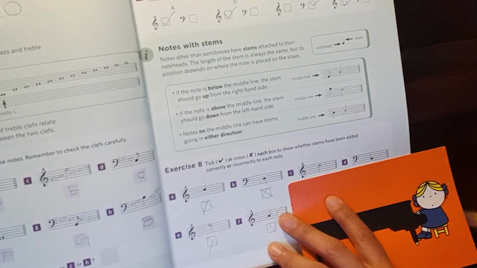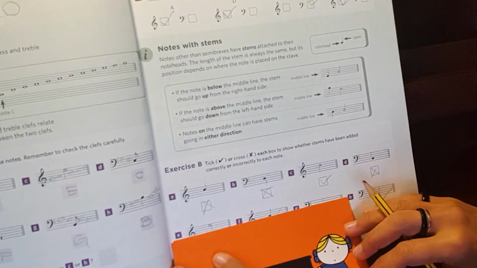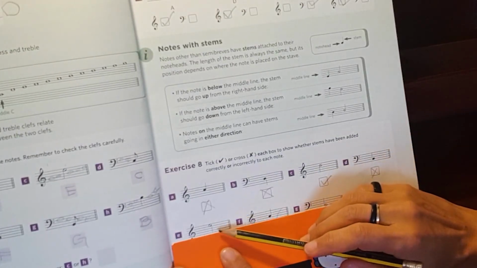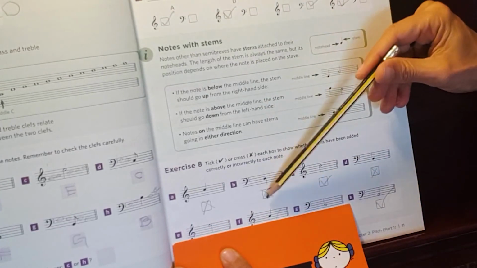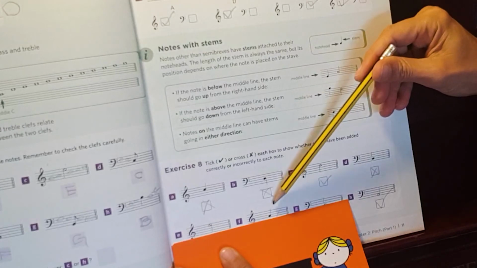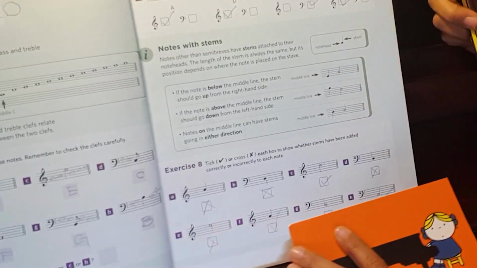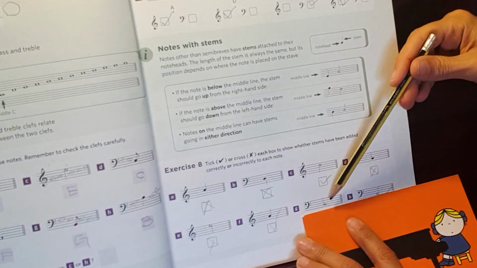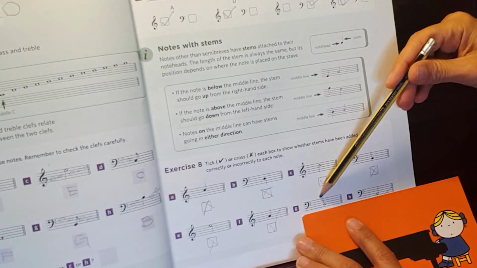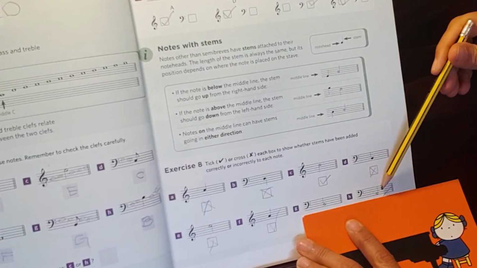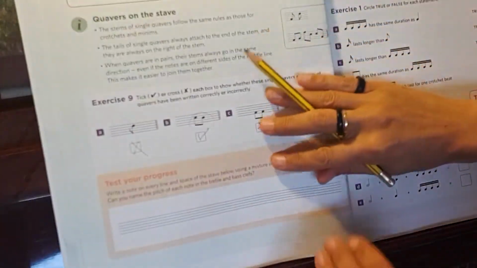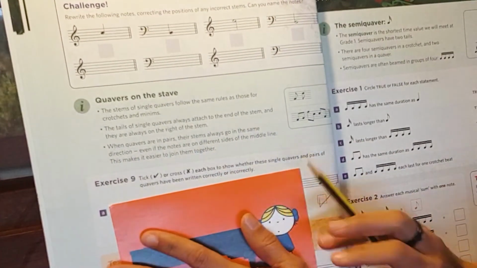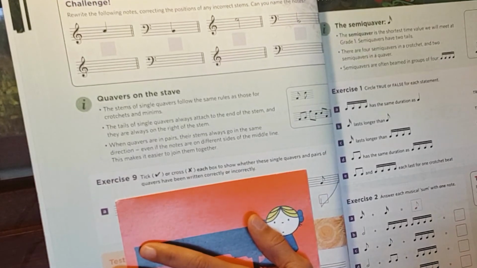Here, what is wrong with this one? Stem is up, fine, but should be on the right side. Next, stem down on the right side? No, it should be down on the left. Next, stem up on the right side below the third line. Great, right. Letter G, stem on the left side up? Wrong. Last one, note is below the third line, stem up on the right. Right. Very good. And finally, on exercise 9, tick or cross each box to show whether these single quavers and pairs of quavers have been written correctly or incorrectly.